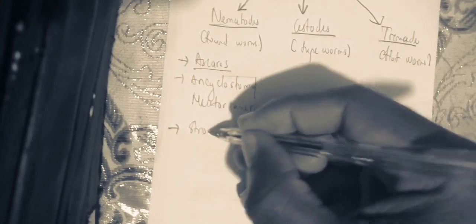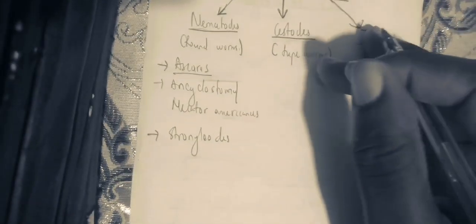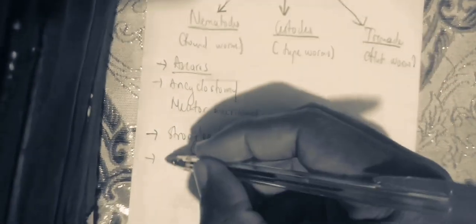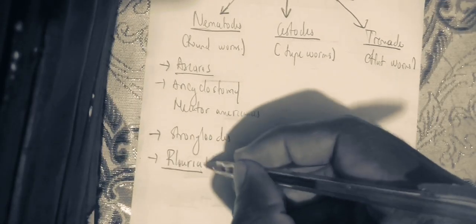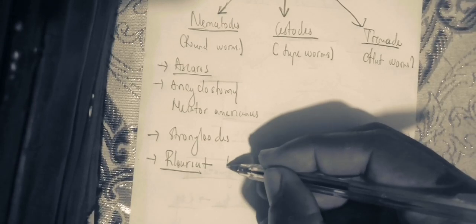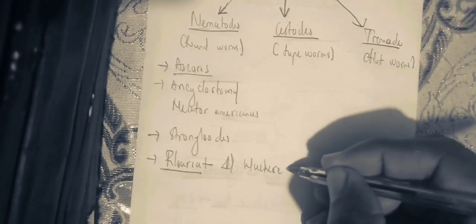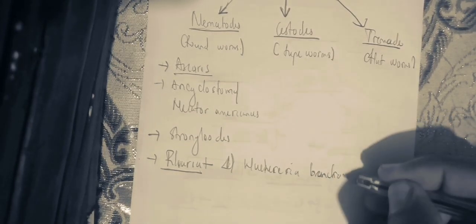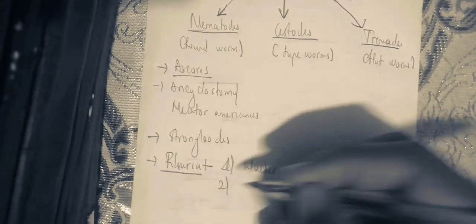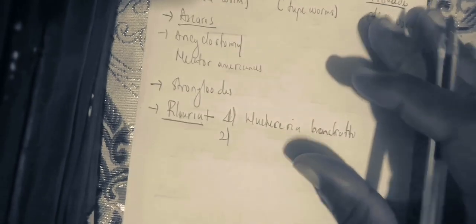We have also the Strongyloides. Strongyloides is most of the time affecting immunosuppressed patients. Then we have the filariasis, the filaria classes. Among the filaria, the first one is Wuchereria bancrofti, which is the one that causes elephantiasis or any cause of lymphedema, obstruction of the lymphatic tract.